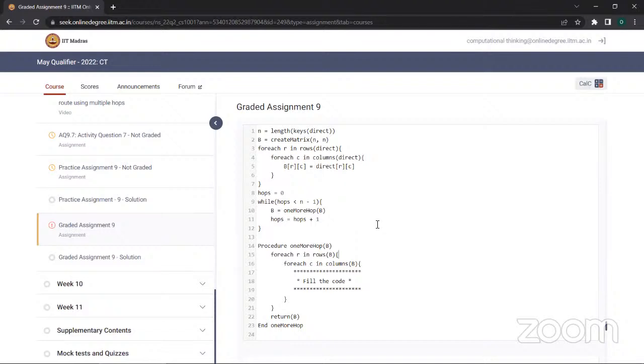We are executing one more hop. For hops equal to 0, we are executing one more hop, and then we are incrementing hops to 1. So I think the hop should be initialized to 1 first. But the maximum is n-1, na? Yeah, we are starting from 0 to n-1. Maximum number of hops will be n-2.